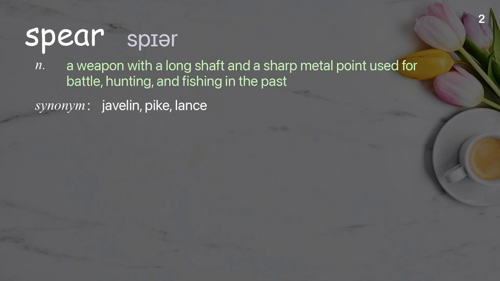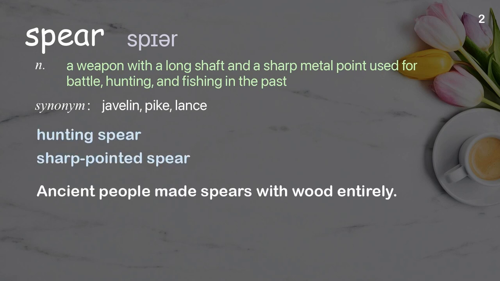Spear. A weapon with a long shaft and a sharp metal point used for battle, hunting, and fishing in the past. Examples. Hunting spear. Sharp-pointed spear. Ancient people made spears with wood entirely.